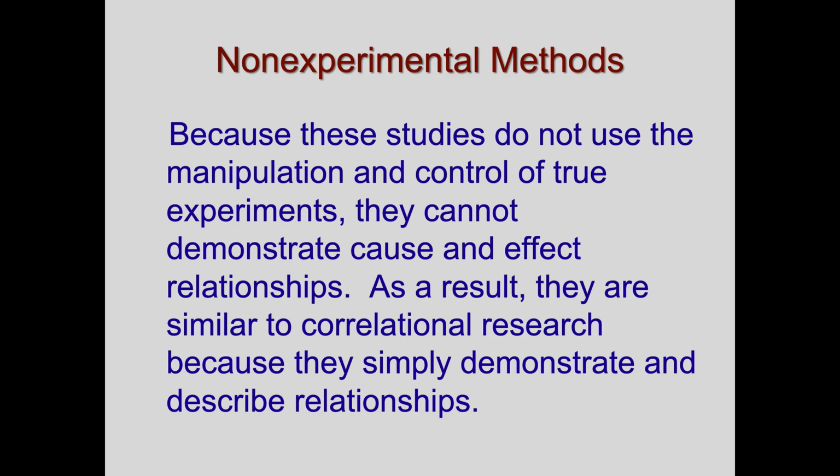Okay, because these studies do not use manipulation and control of true experiments, they cannot ever demonstrate cause and effect relationships. As a result, they are similar to correlational research because they simply demonstrate and describe relationships. As one goes up, the other tends to go up or down. Okay, so it's kind of like correlational research in an experimental form, and that's why we could use the term, because it's kind of like a quasi.